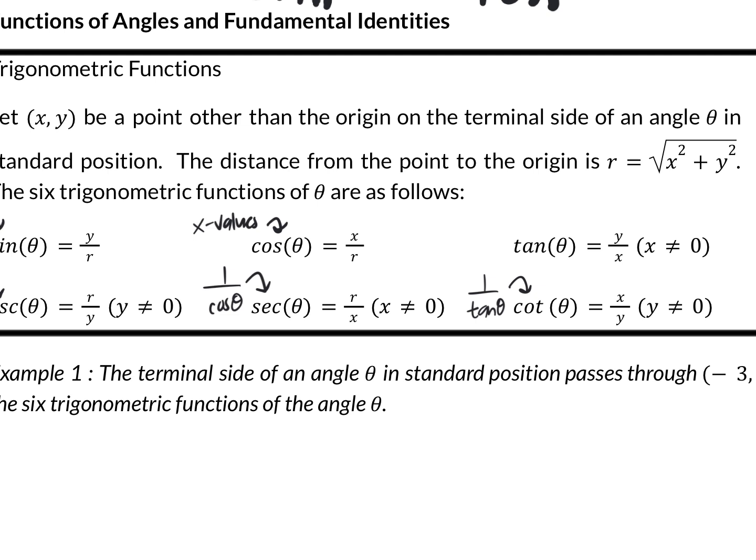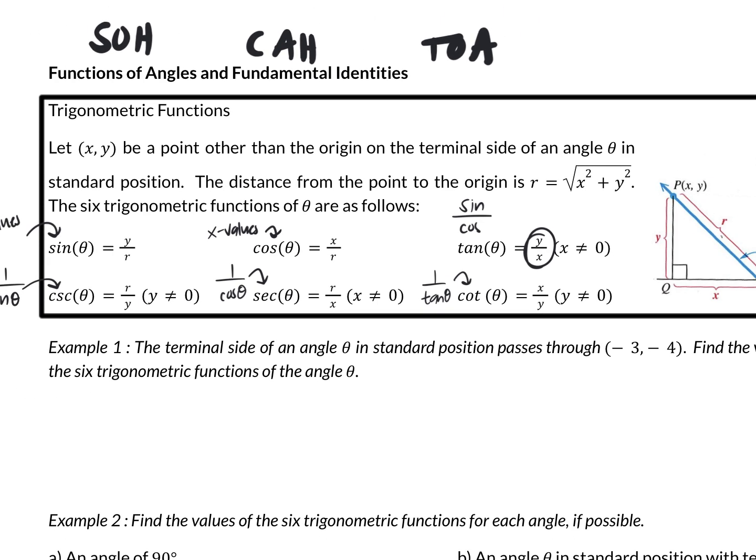And then tangent is just going to be your y value over your x value, because tangent is sine over cosine. So if sine is my y values and cosine is my x values, it should be your y over your x. Okay? I always remember that because x comes before y in the alphabet, cosine comes before sine in the alphabet, so pretty straightforward to keep those separate.